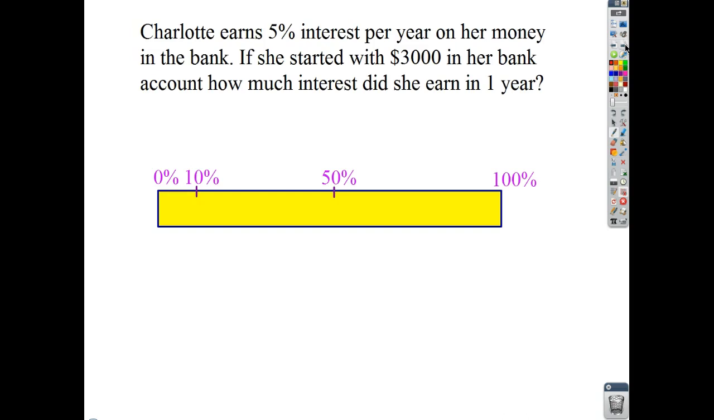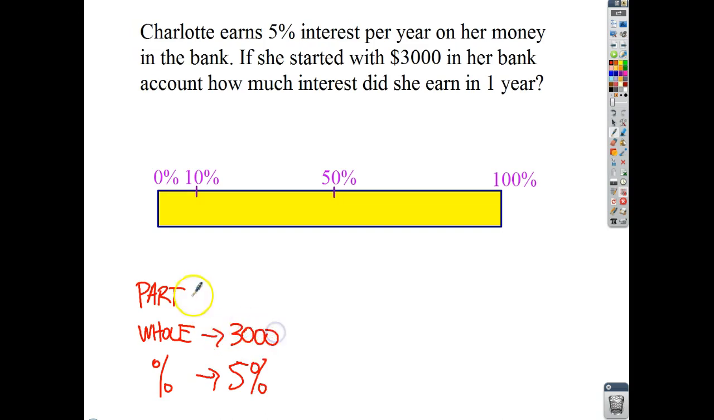Okay, in this case, we're looking for a part, we're looking for a whole, and we're looking to see if we know a percent. Well, the percent we know is 5%. Okay, and the whole we know is $3,000, and the part is the question. So what we're looking to do is find the interest. Actually, the interest is what we are trying to find, but the unit we're using is going to be dollars for that. All right, so we know that the whole is 3,000, so we can put it here.